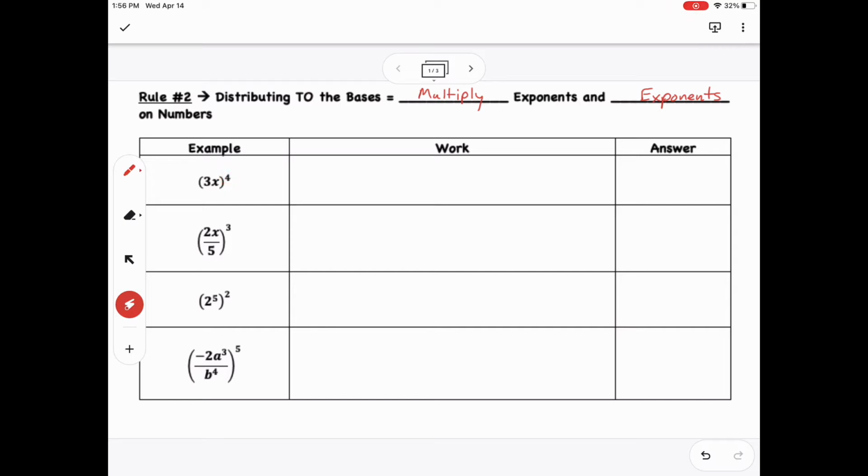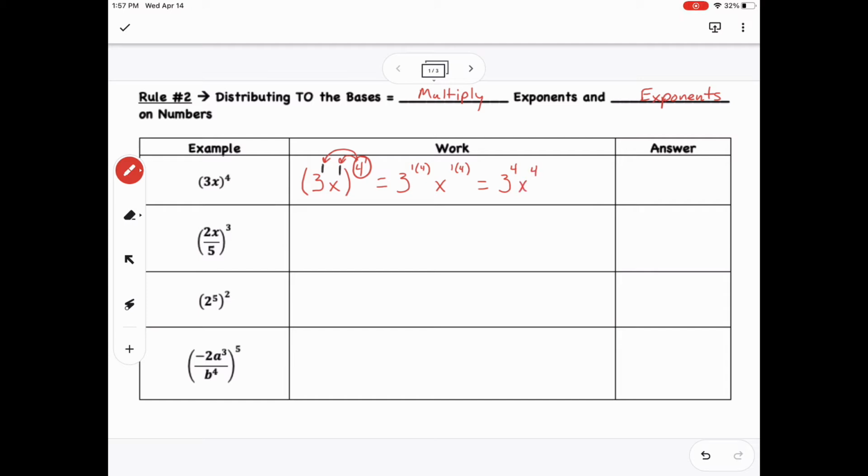So for the first example here, I have a 4 on the outside. And so the 4 is actually supposed to be multiplied to the exponents of the 3 and the x because they're both individual bases. Now remember, when they're not written there, it means that they're an exponent of 1. So that 4 gets multiplied to those 1s. So I'd have 3 to the 1 times 4 power and x to the 1 times 4 power. And that would get me 3 to the 4th times x to the 4th.